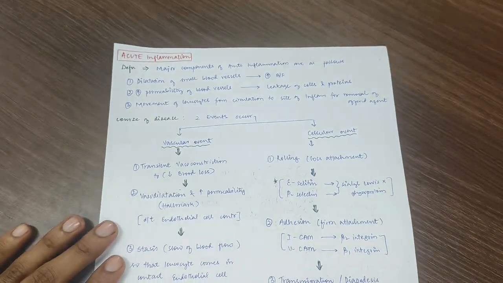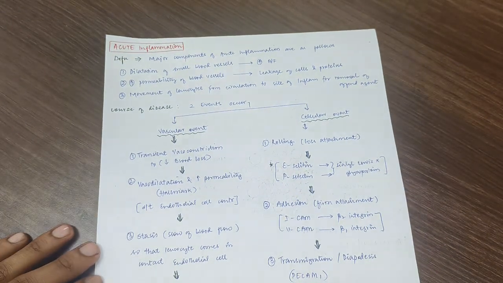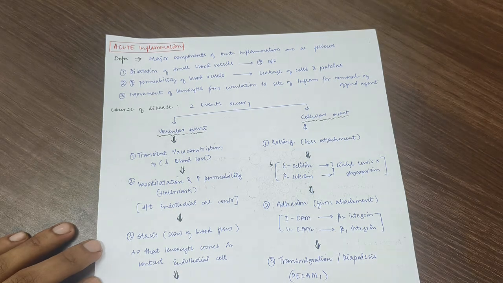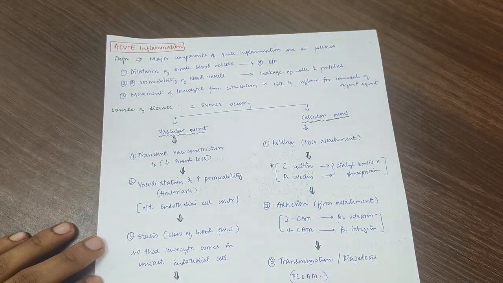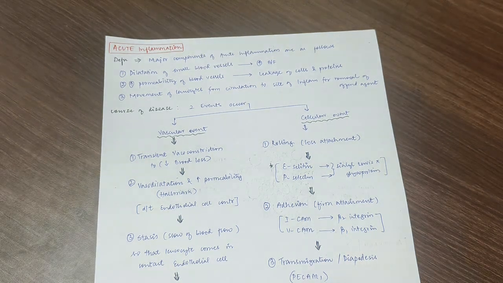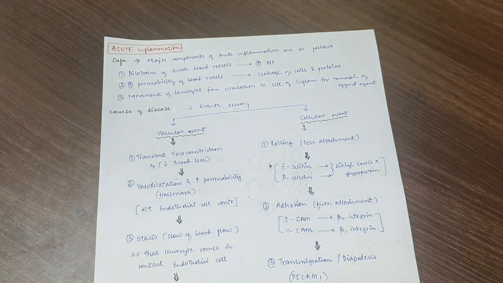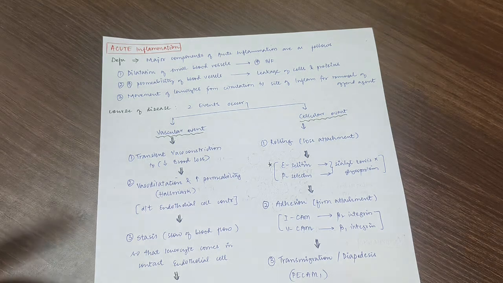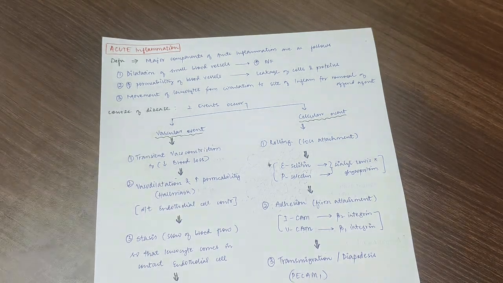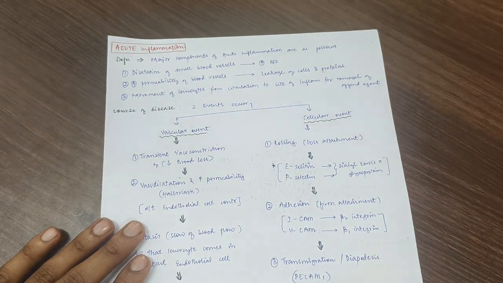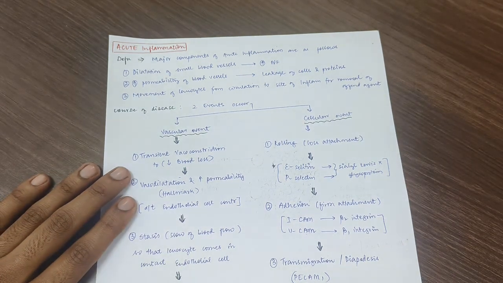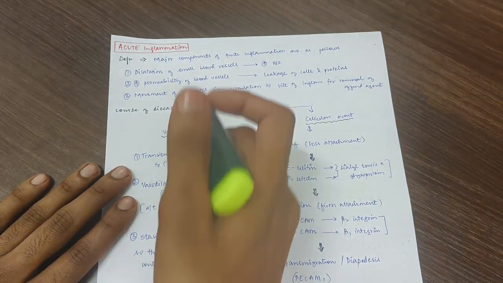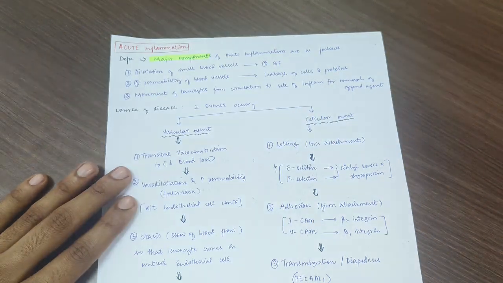Next we'll move on to the next chapter, which is very important in general pathology, that is acute inflammation. So what is acute inflammation? How are we going to define acute inflammation? If there is inflammation with 4 signs, that is calor, rubor, dolor, and, I don't remember one more, calor, rubor, dolor, and tumor. These are the 4 things you must remember in case of acute inflammation. So what are the major components you must remember?